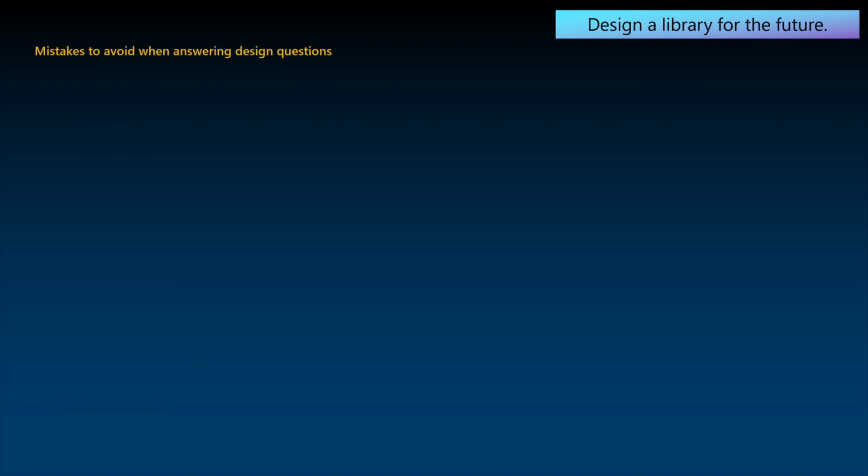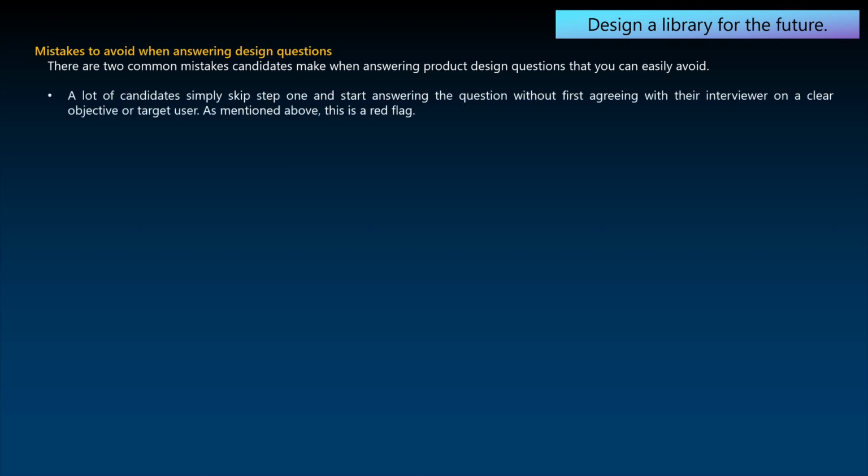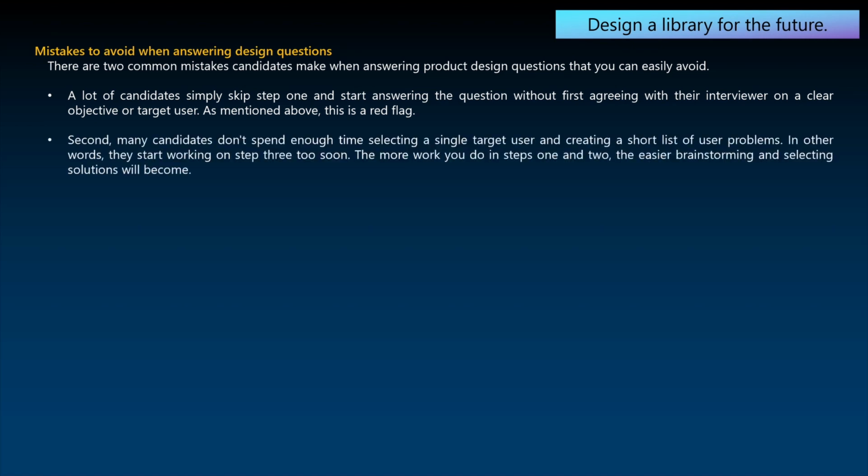Now there are 2 common mistakes candidates make while answering product design questions that you can easily avoid. 1, a lot of candidates simply skip step 1 and start answering the question without first agreeing with their interviewer on a clear objective or a target user. As mentioned before as well, this is a big red flag for your interviewer. 2nd, many candidates don't spend enough time selecting a single target user or creating a list of user problems. They start working on step 3 too soon. The more work you do in steps 1 and 2, the easier brainstorming and selecting solutions will become.